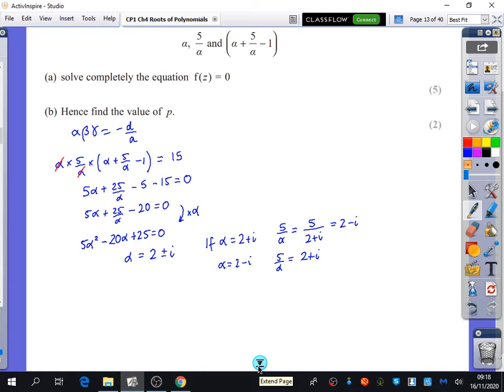So our last root is going to be alpha plus 5 over alpha minus 1, which is clearly just going to be 2 plus I plus 2 minus I minus 1, which is 3. So the solutions to the equation, or the roots, are 2 plus I, 2 minus I, and 3. I quite like that though. It's just something I really like about the fact that you think, oh, but I found out alpha, I don't know which one alpha is. And actually it doesn't matter whichever of those roots it is that you're going to do.